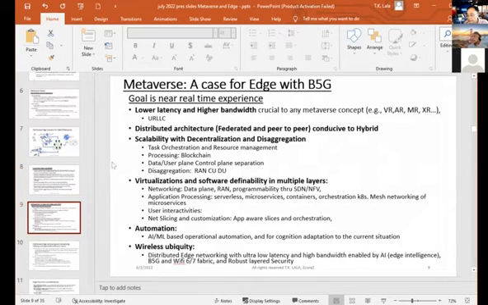And if you look at this, the case that we can make, or the argument in favor of edge, is basically about the real-time experience. Why? Because you get the lower latency and also higher bandwidth that is needed for all the applications that we see in the metaverse concept.